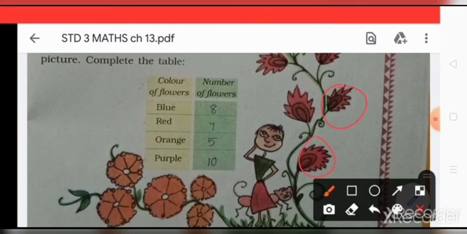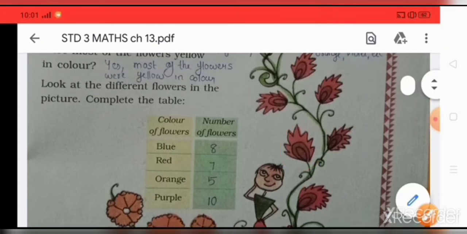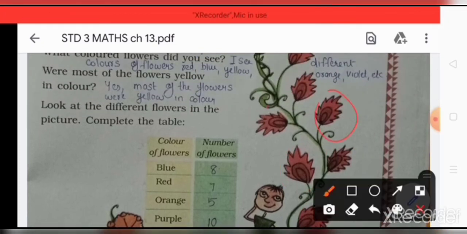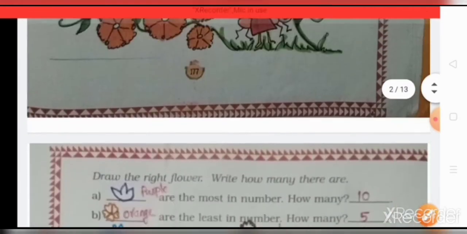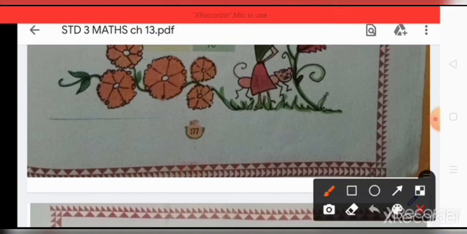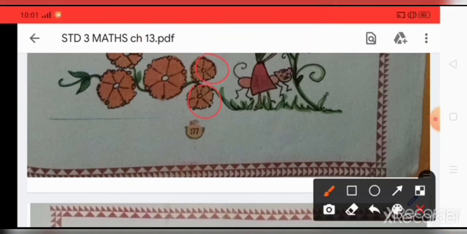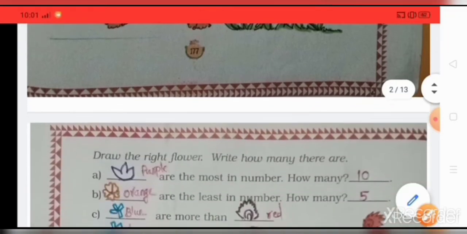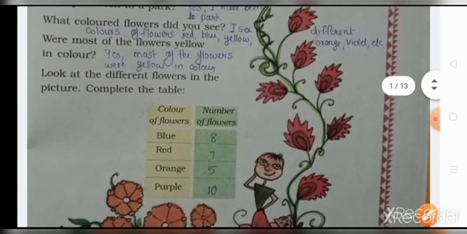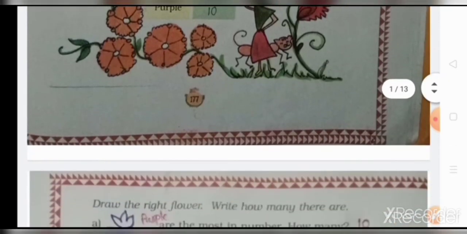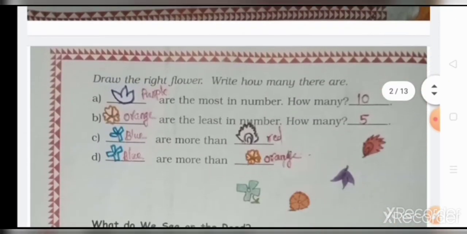1, 2, 3, 4, 5, 6, 7. And orange, how many flowers are there? 1, 2, 3, 4 and 5. And blue 8 flowers, red 7, orange 5, purple 10. Draw the right flower. Write how many there are.